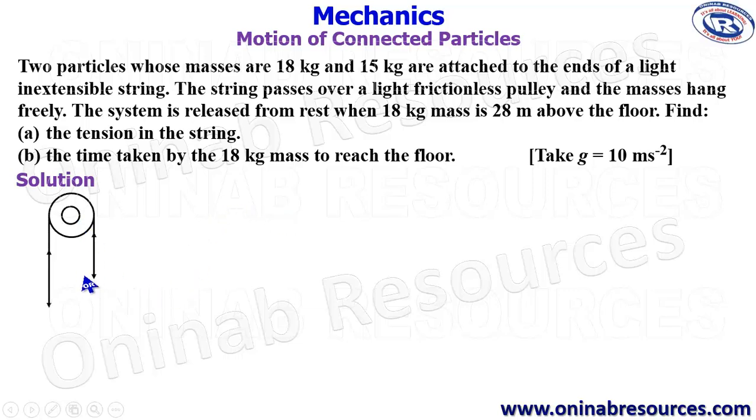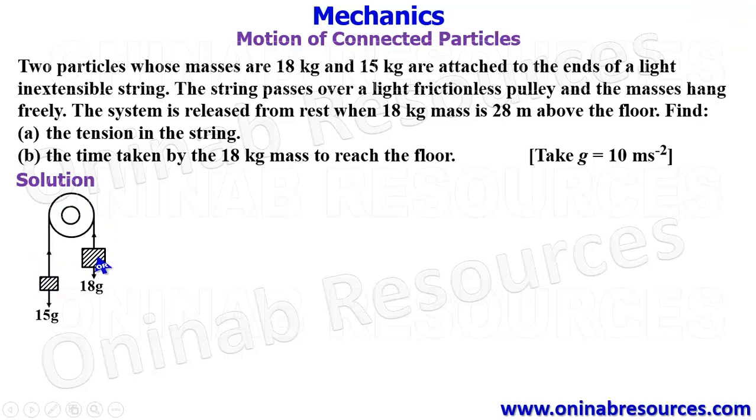We have the pulley here and the 18 kilogram mass is here, and the weight of the 18 kilogram mass is the mass multiplied by acceleration due to gravity, 18g Newtons. Then the second mass is attached here. This is 15g, which is the mass multiplied by the acceleration due to gravity. Then we look at the tension acting upward.